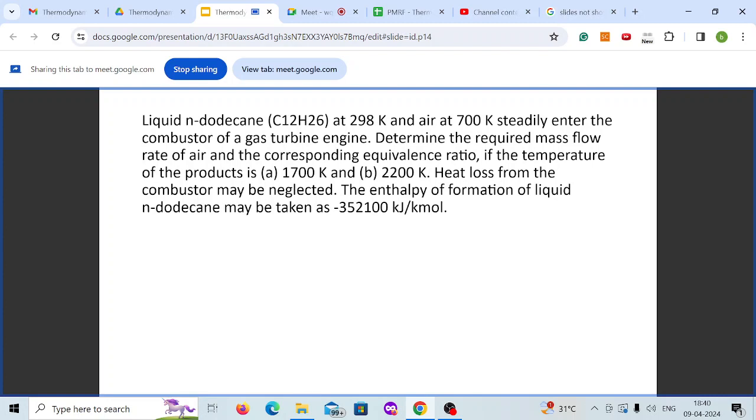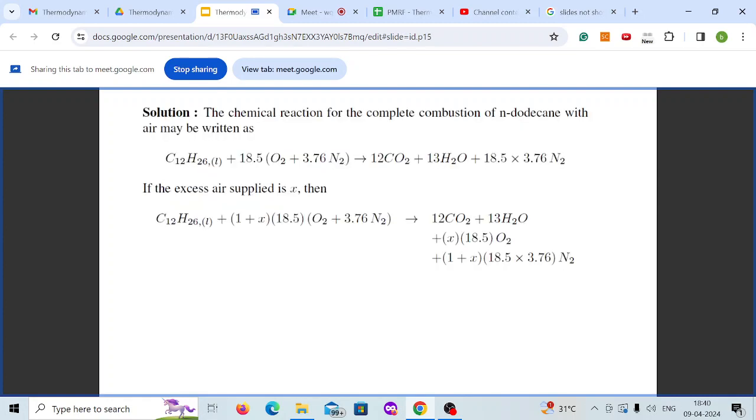if the temperature of the products is 1700 Kelvin and 2200 Kelvin, so heat loss from the combustion may be neglected. The enthalpy of formation of liquid n-dodecane may be taken as minus 352100 kilojoule per kilomole. So we'll see how to solve this.